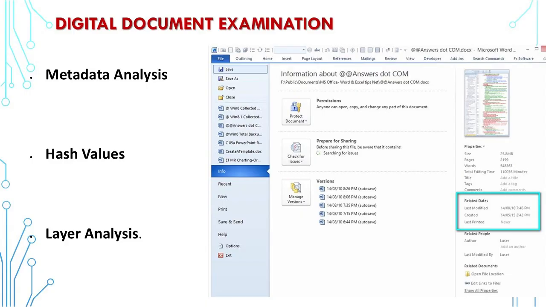Another thing we use for this is layer analysis. In many PDFs, the original text exists on hidden layers beneath the visible forgery. So forensic software can strip these layers to reveal the original content.